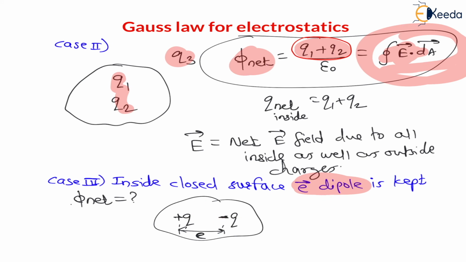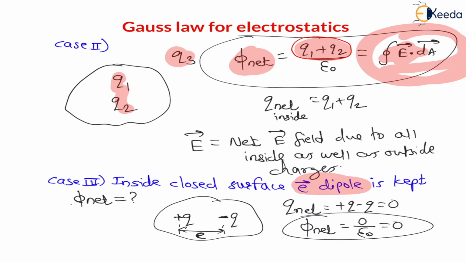The rotation of a fan: if you switch on the button, the fan starts rotating. It means that in the fan there is an electric dipole which is responsible for the rotation, or we can say electric charge. Right. Now, my dear students, because of this dipole, what is q net? Net inside charge is plus q minus q, which is 0. Therefore, net flux will be equal to net inside charge 0 divided by epsilon naught, which is equal to 0. Therefore, because of an electric dipole, the net flux will always be equal to 0.